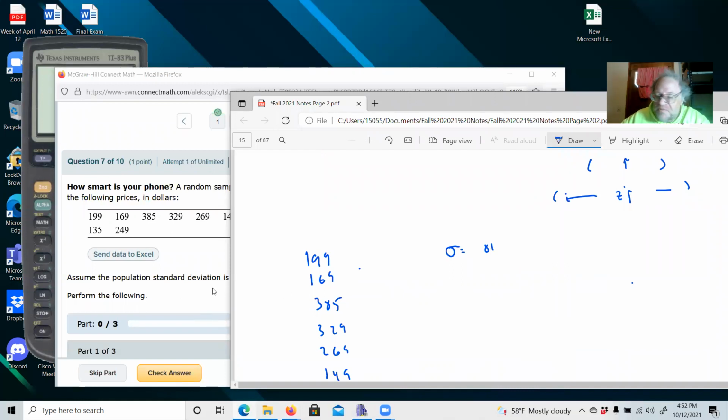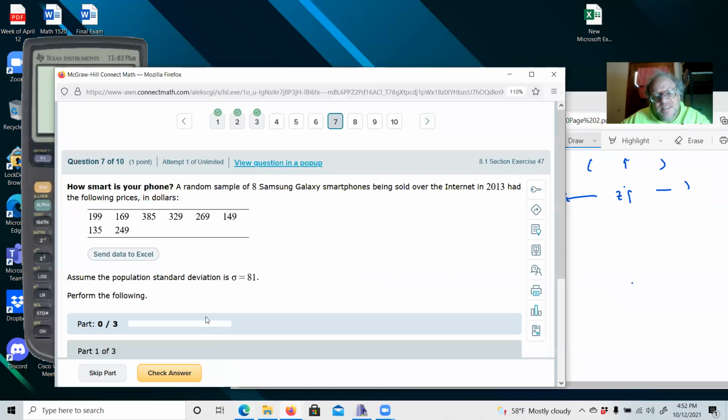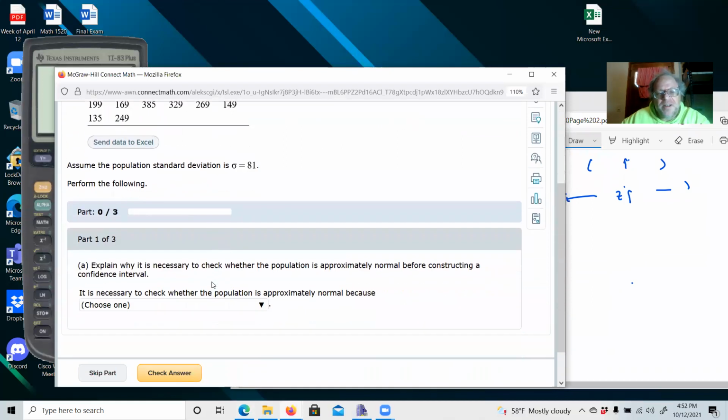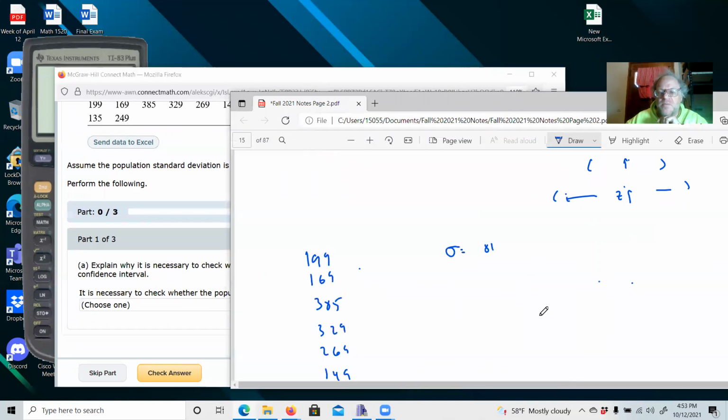But for now, they have to tell us this. All right, perform the following. Explain why it is necessary to check if the population is approximately normal before dealing with the confidence interval.